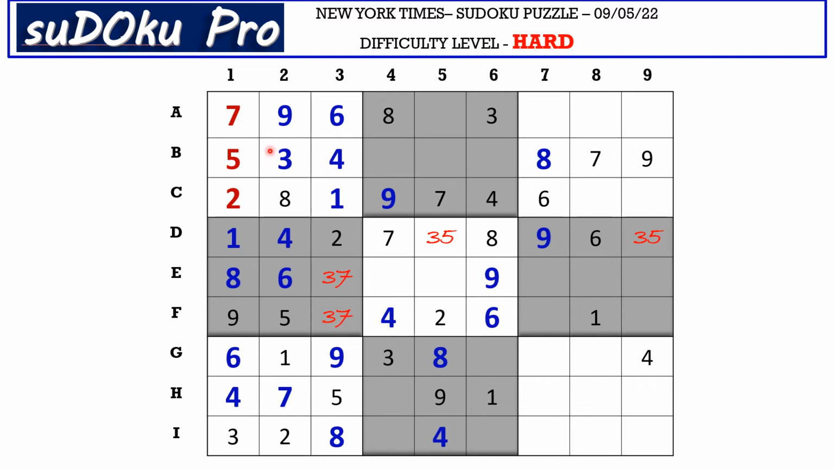So this 5 blocks these 3 cells. So 5 goes here in A5. This 5 cancels out the 5 here. So D5 takes 3 and D9 takes 5. In row C, there are only 2 empty cells and the missing numbers are 3 and 5. This 5 blocks here. So C9 takes 3 and C8 takes 5.